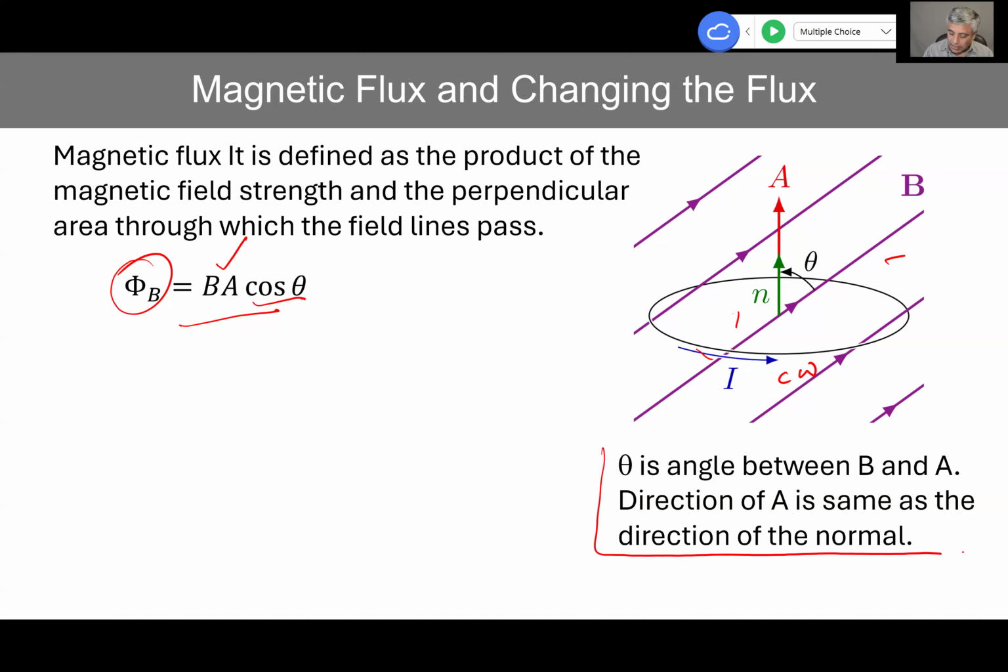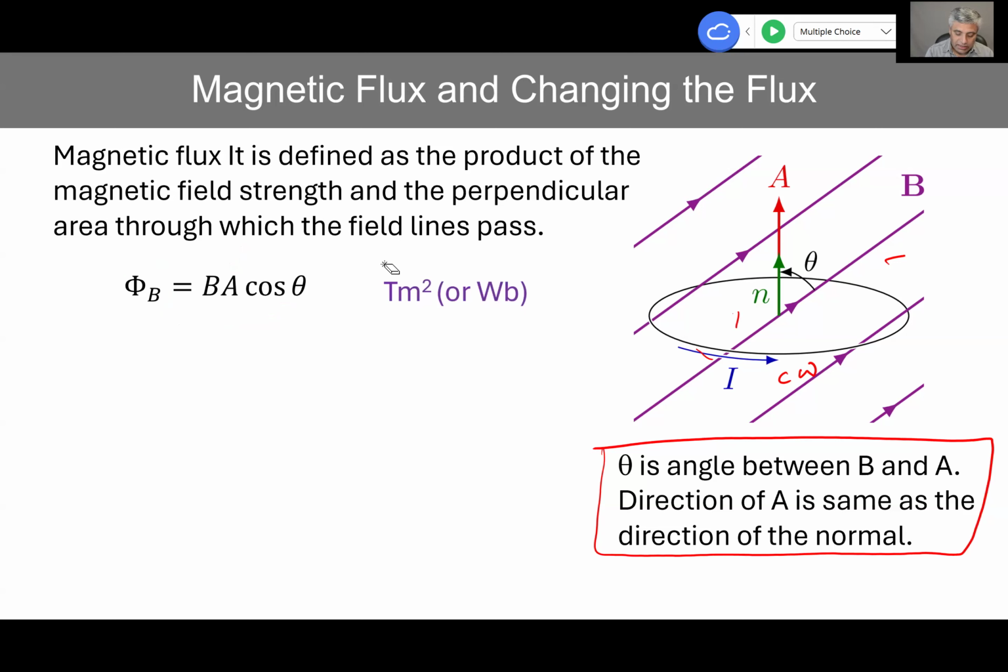And I think I have written here what I just said. Now the unit of the flux is going to be the unit of B and A, since cosine theta doesn't have a unit. B is magnetic field strength, which means it has unit Tesla. The area means meter squared. And this Tesla times meter squared is also known as Weber. Again, name of a scientist.